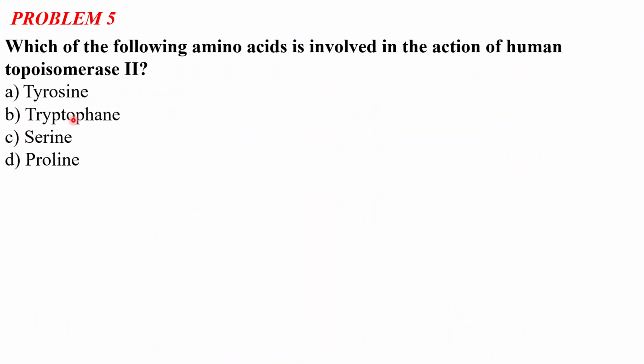Problem number 5 says: which of the following amino acids is involved in the action of human topoisomerase 2? Your options are: A, tyrosine; B, tryptophan; C, serine; and D, proline. Again, let me wait for 2 to 3 minutes.